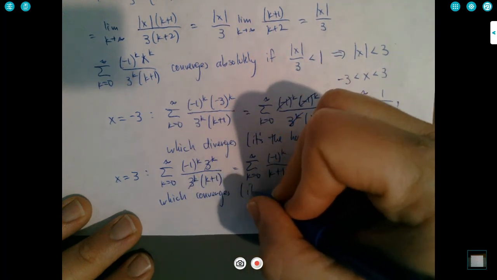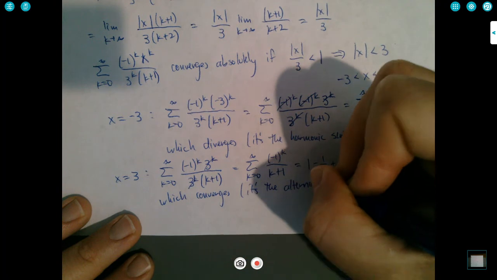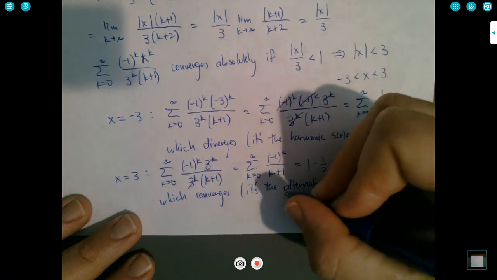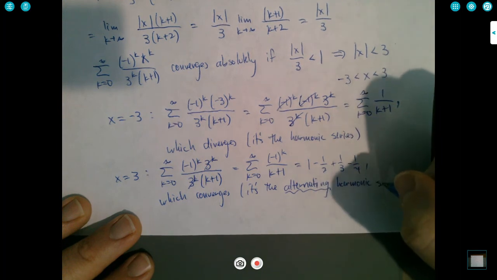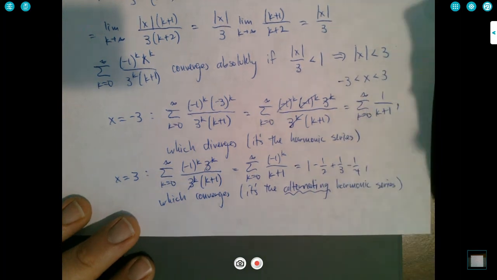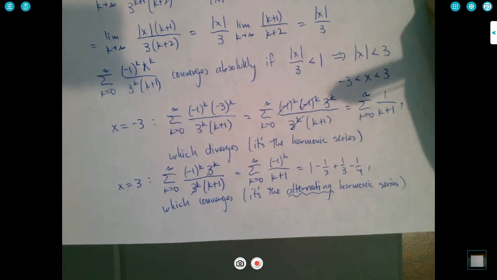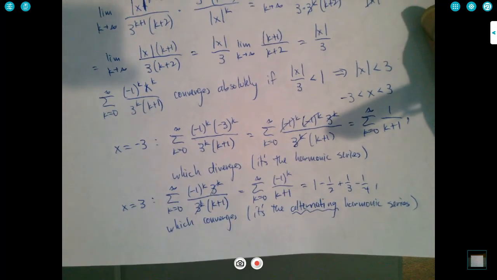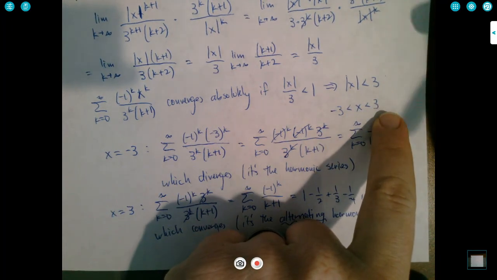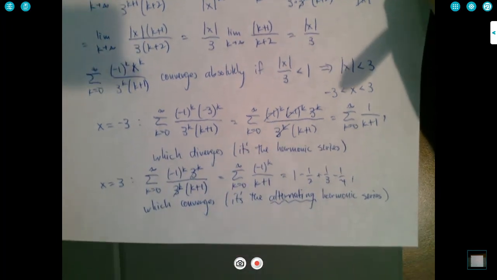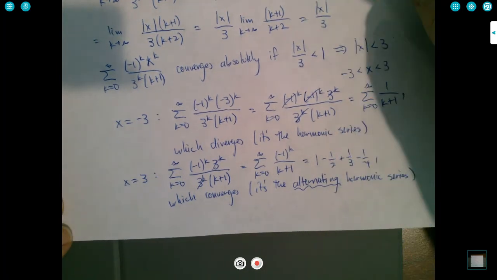It's the alternating harmonic series. So it converges. Okay, so that's interesting. So on the left endpoint, negative 3, it diverges. But on the right endpoint, positive 3, it converges. It diverges here, but converges there.